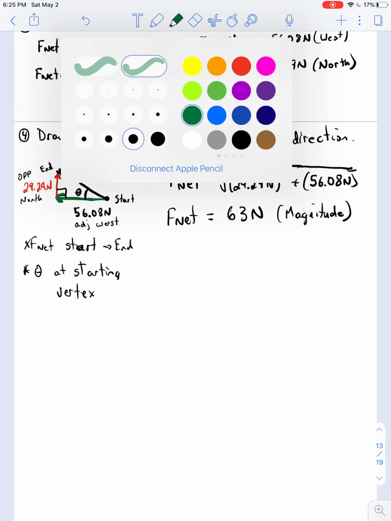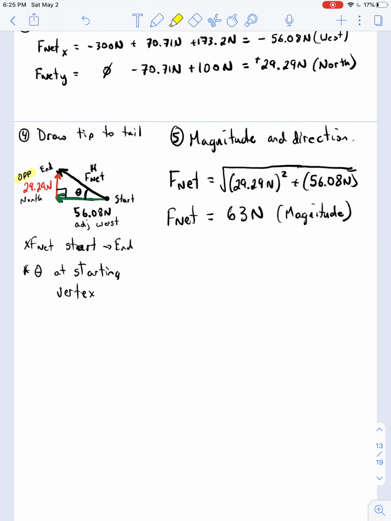In this, I see that I have a direction that is in the opposite is north, and in the adjacent is west. So using the tangent ratio then would allow me to calculate the angle that is there. So I'm going to use opposite over adjacent as a tangent ratio. So to calculate the tangent of the angle, I will need to divide those two sides, and it's important that you get the order of the division correct, or else you'd be calculating the wrong angle. So opposite on top, 29.29, and 56.08 newtons on the bottom, like that.